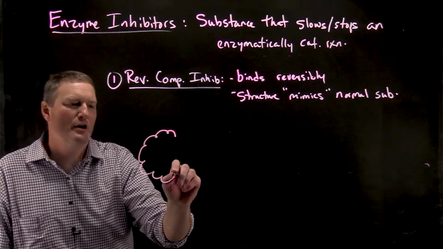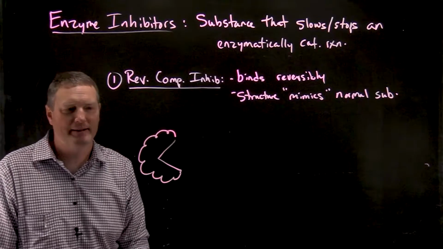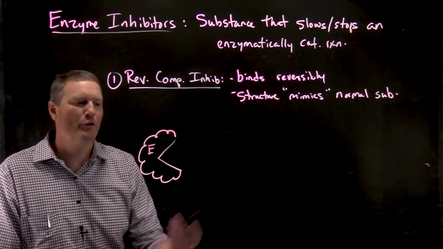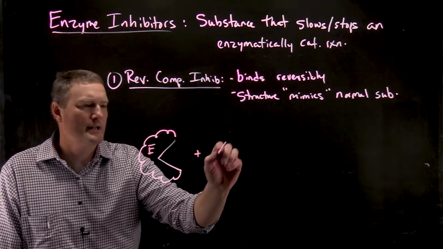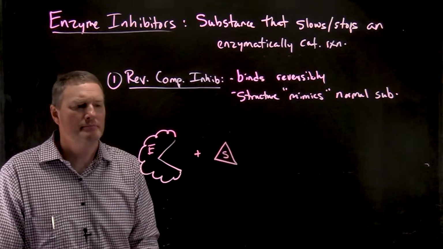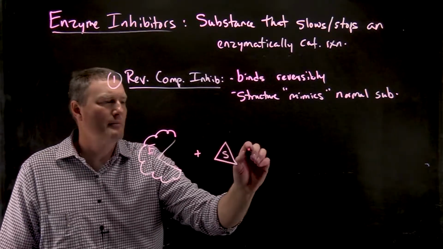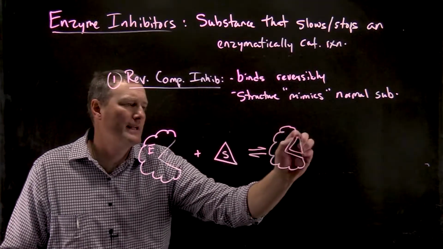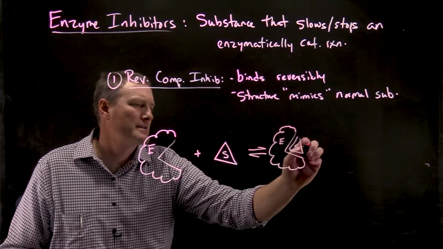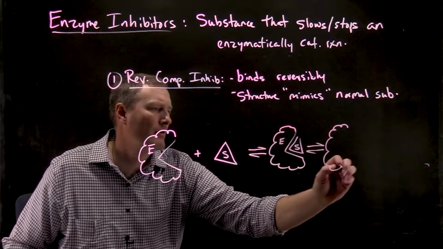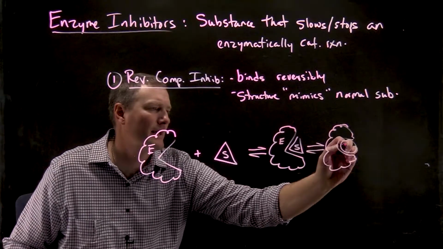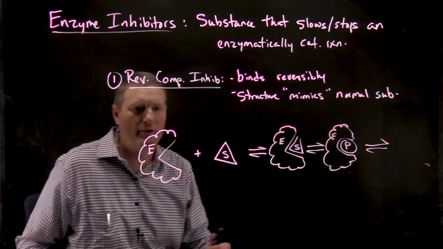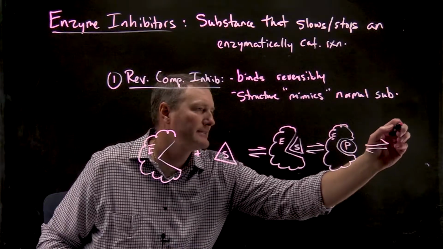Recall we can draw an enzyme with its active site looking something like that. So here we have our enzyme, and let's say that our normal substrate looks like this. Now this can bind. We go through our normal process of forming the ES complex. This is converted into the enzyme product complex. Let's say my product looks like a circle. Then with normal reactivity, the enzyme releases my product.